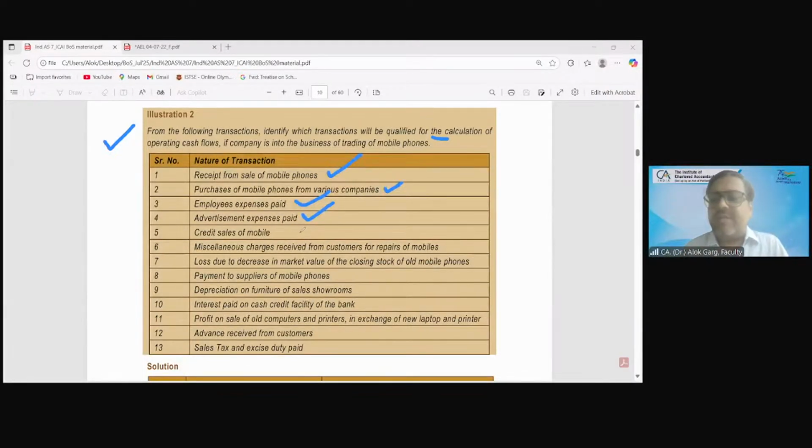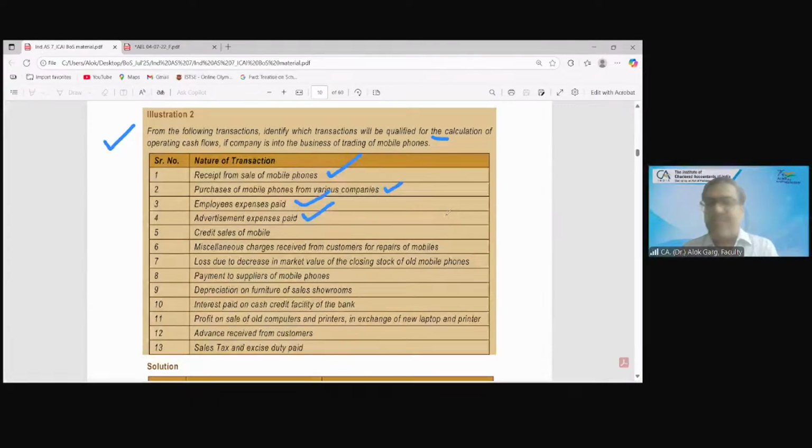This is a non-cash item. So a credit transaction will not be included in cash flow. Receipt from customer will be included. When you prepare your cash flow statement, you will adjust your purchases with the creditor balances. But why are you adjusting? You are adjusting because the money has not been received.